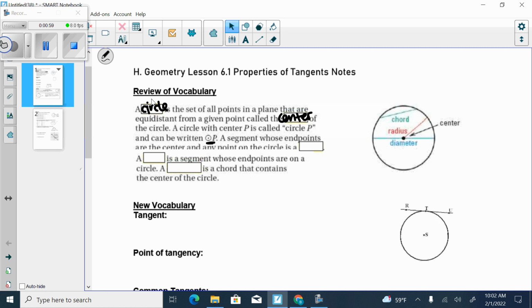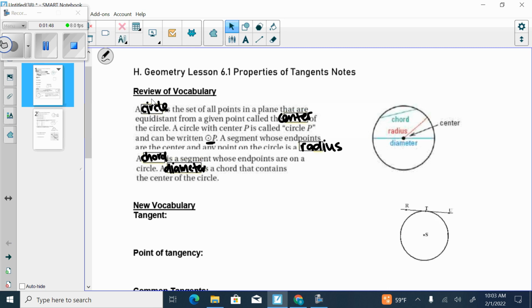Okay? A segment whose endpoints are the center and any point on the circle is a radius. So your radius goes from the center to the edge of the circle. Right? A chord is a segment whose endpoints are on a circle. And a diameter is a chord that contains the center of a circle.